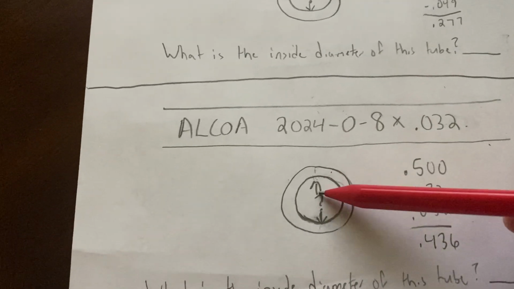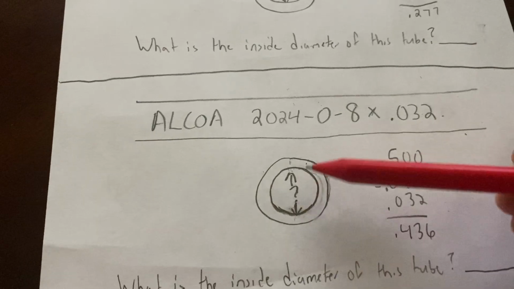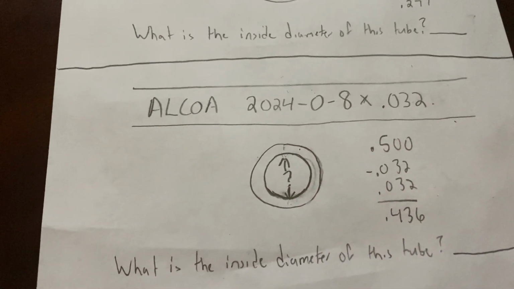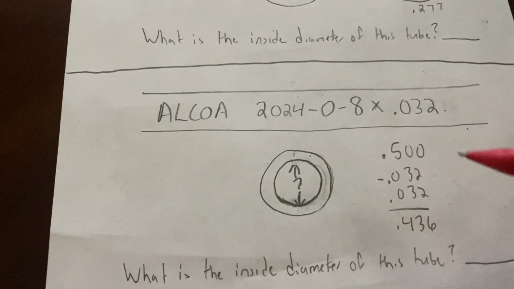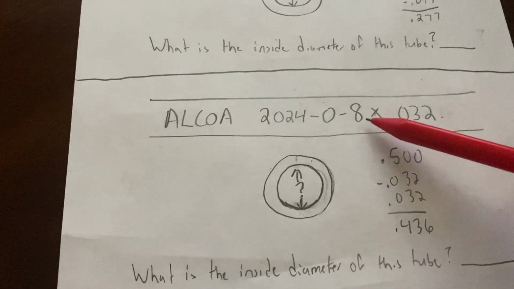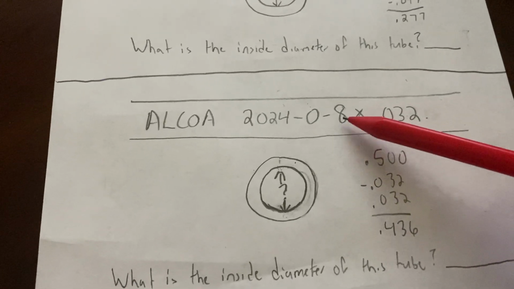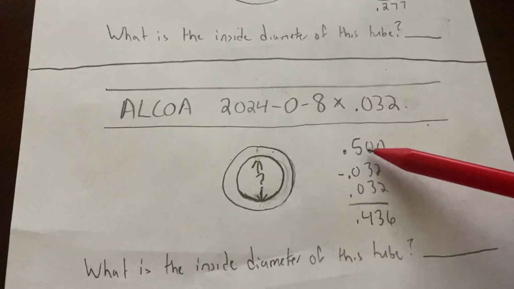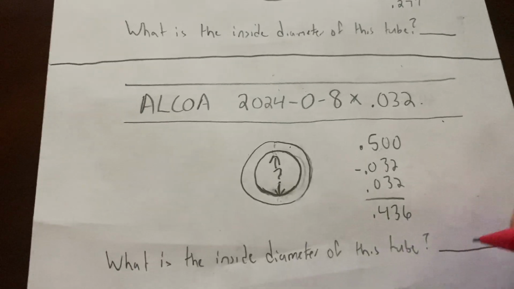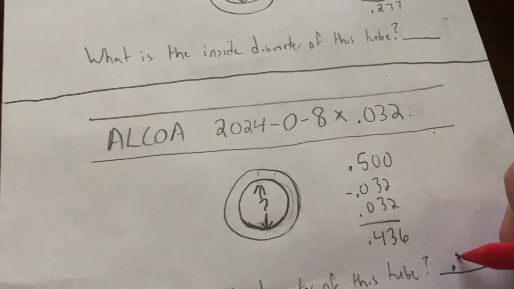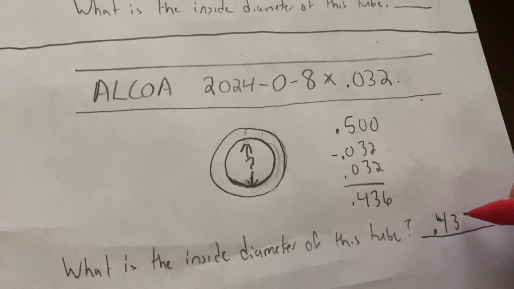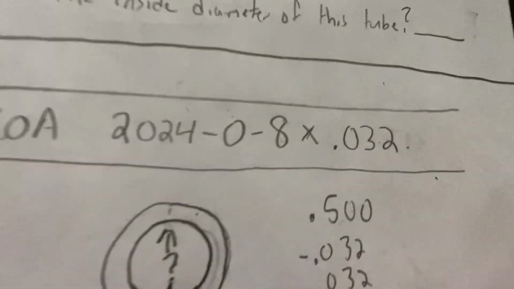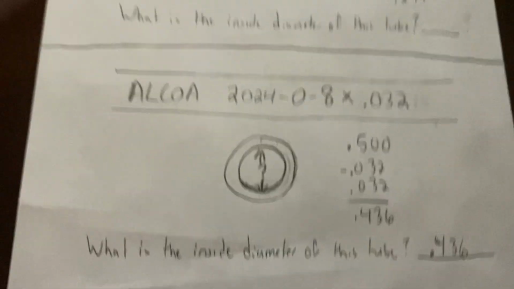But again, I can double check that by taking the 0.436, add that wall thickness, add this wall thickness, and I would end up being 0.5, which is the decimal equivalent of 8/16 or 1/2 inch. That's where I got the 0.5 from. So your final number here would be 0.436.